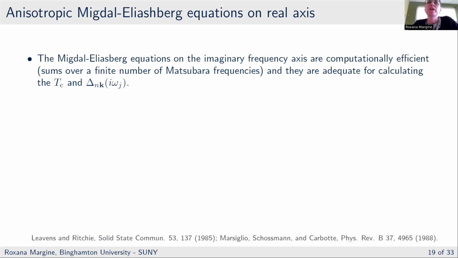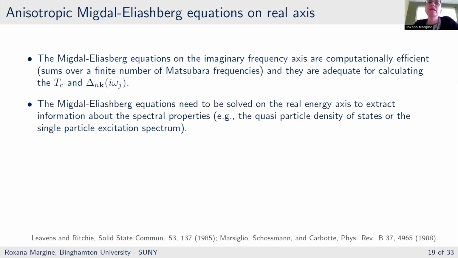So, these Migdal-Eliashberg equations on the imaginary frequency axis, basically on the Matsubara frequency axis, are computationally efficient, and they can be used if one only needs to obtain the superconducting critical temperature and the superconducting gap. But if, for instance, you are also interested in spectral properties, like the quasiparticle density of states or the single particle excitation spectrum, then you also need to be able to solve the equations on the real energy axis.